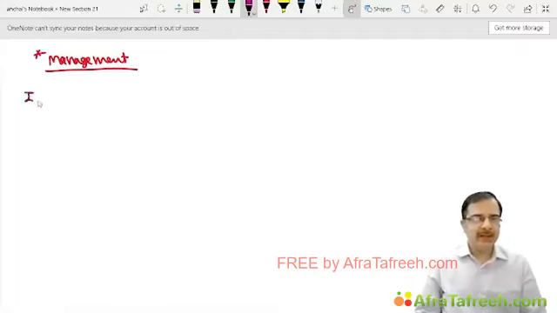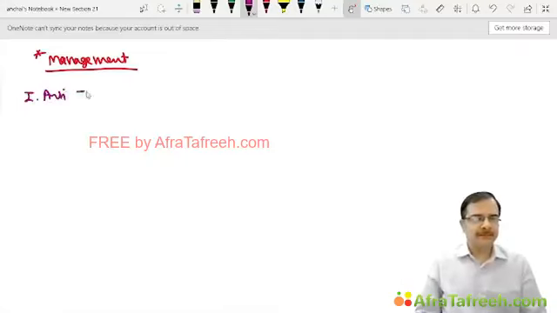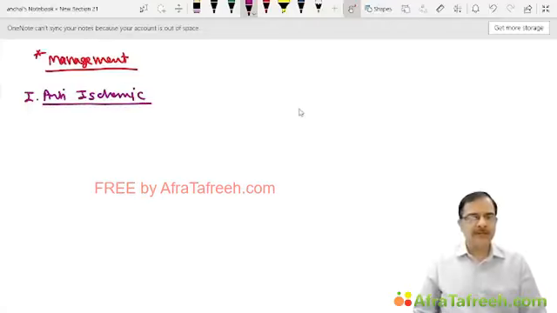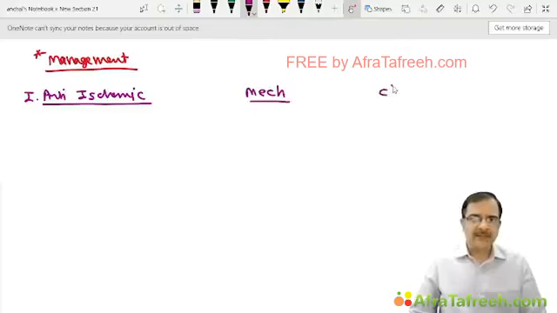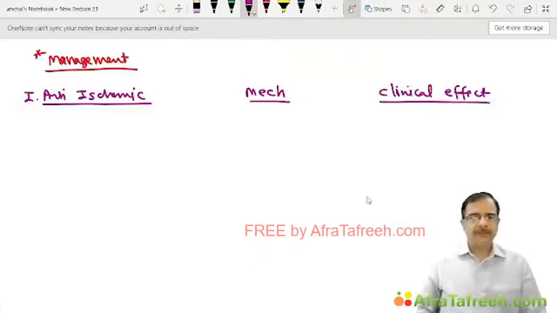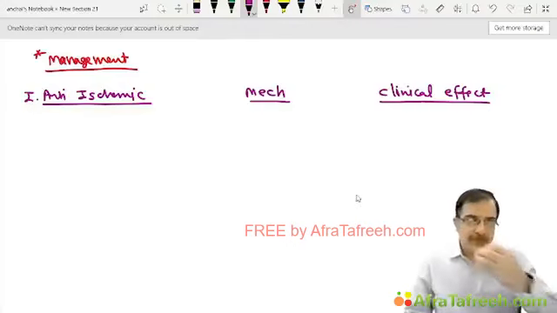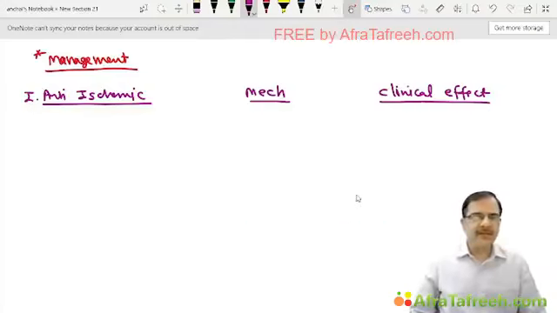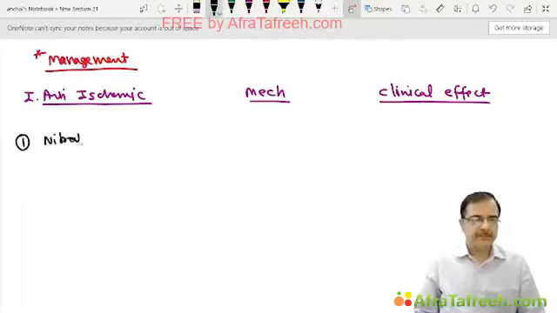So the first is the anti-ischemic treatment, the mechanism of action, and clinical effects. We can add here some important comments in the clinical effect for these anti-ischemic agents. Number one is nitrate.